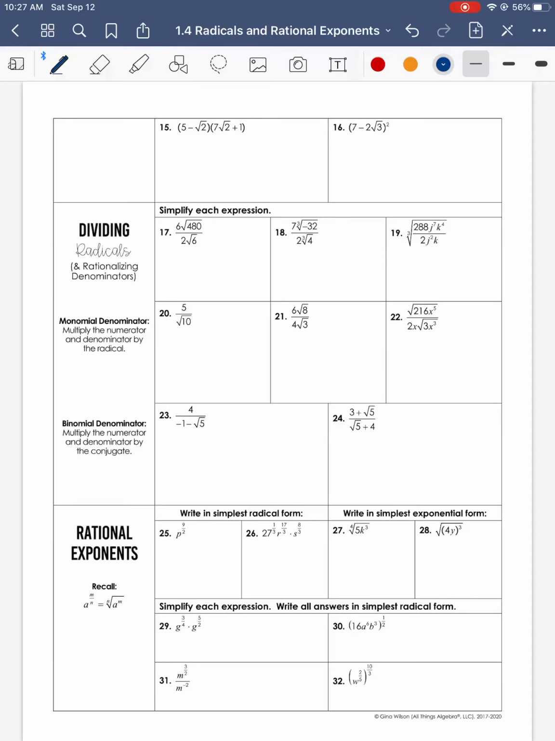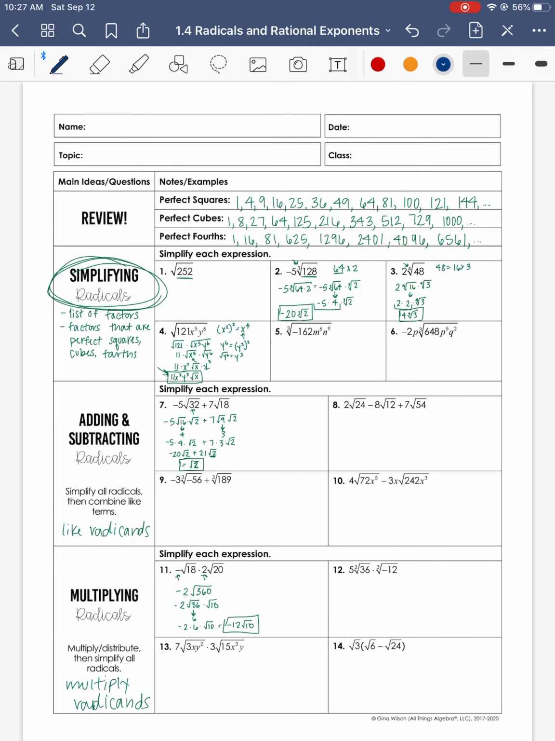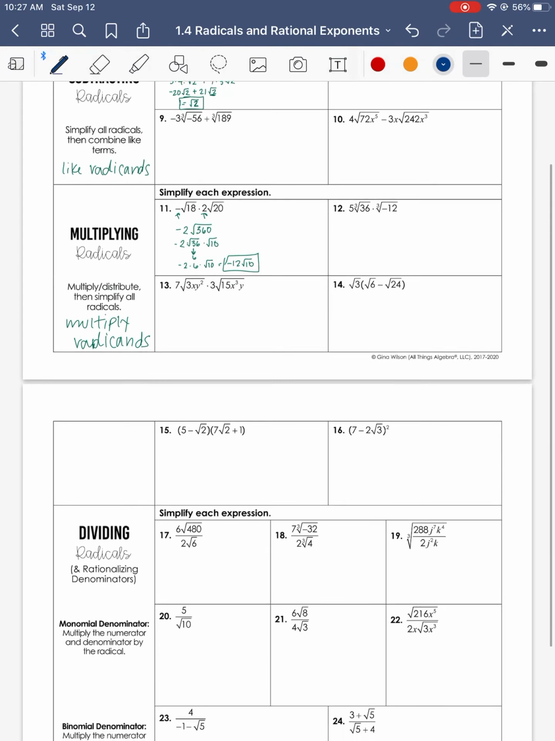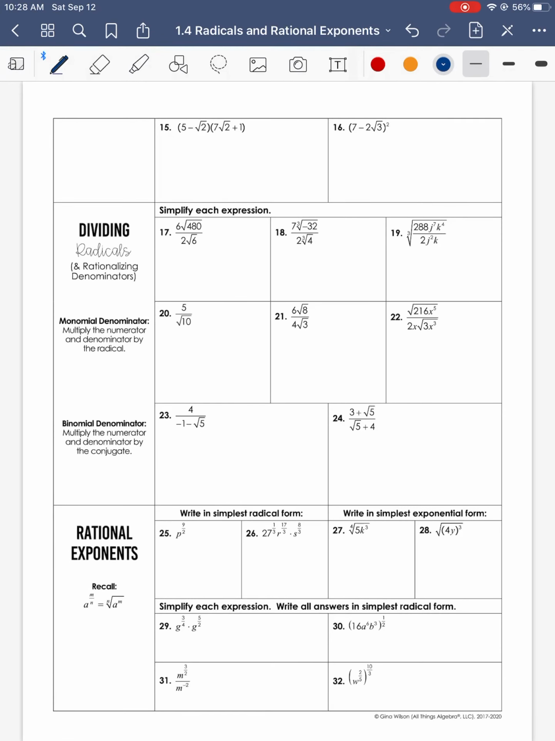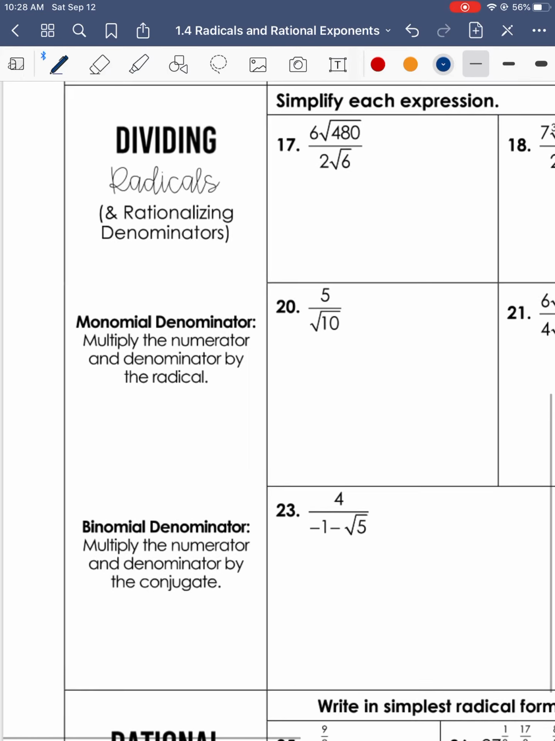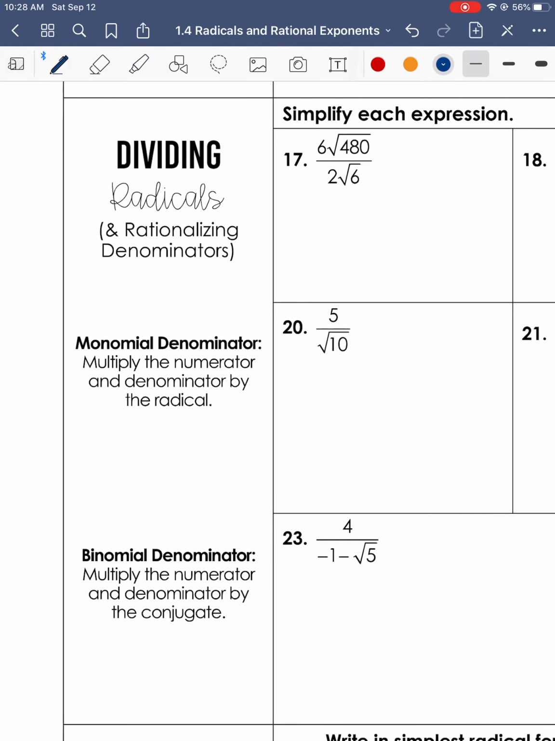Hey guys, this is part 2 of your 1.4 notes, radicals and rational exponents. So in the first video we talked about simplifying radicals, we did some adding, subtracting, and multiplying, talked about perfect squares and all that. Today we're going to talk about dividing and then rational exponents. Okay, so let's zoom in here on these dividing notes.